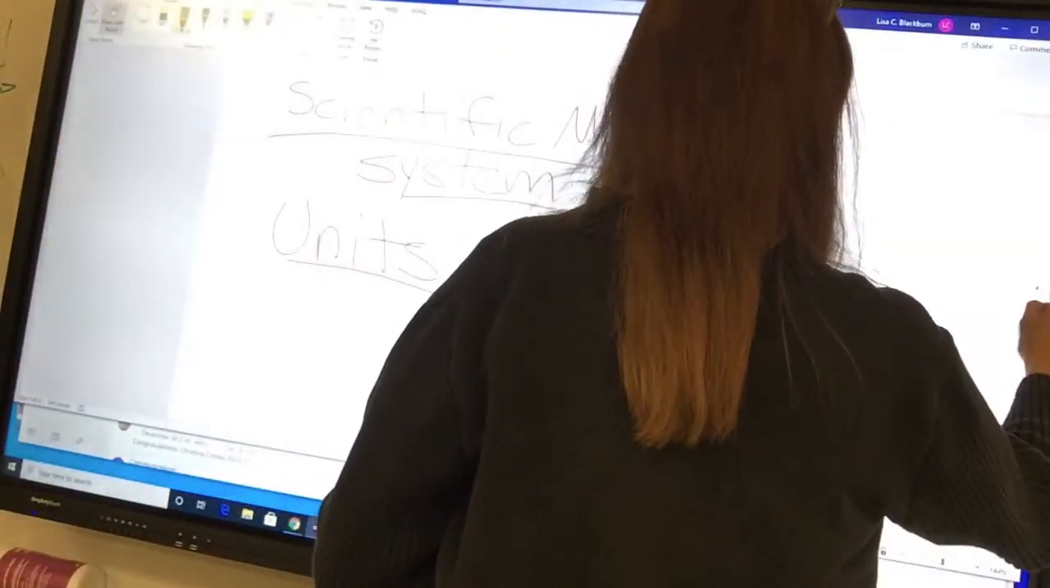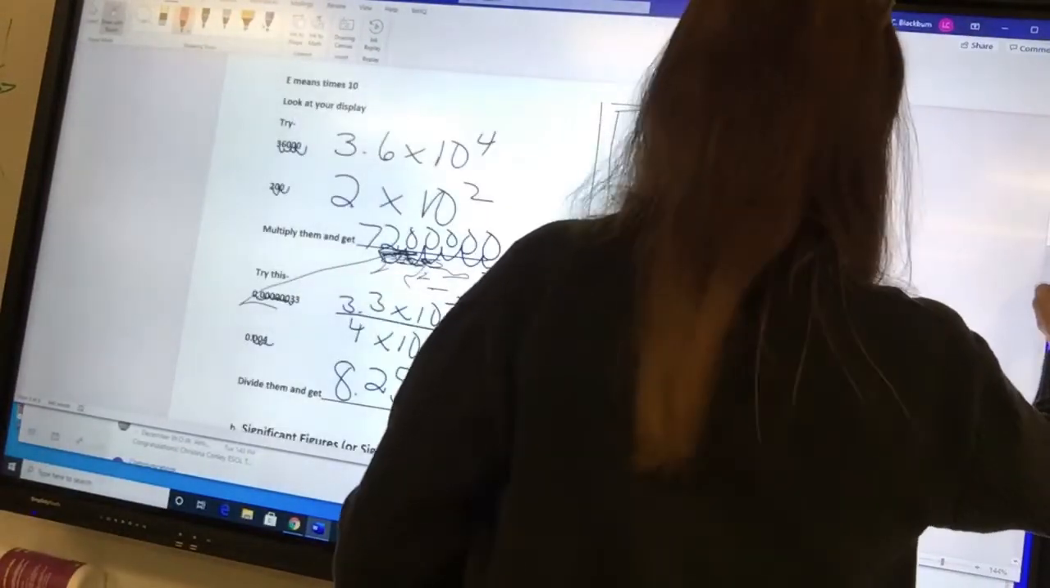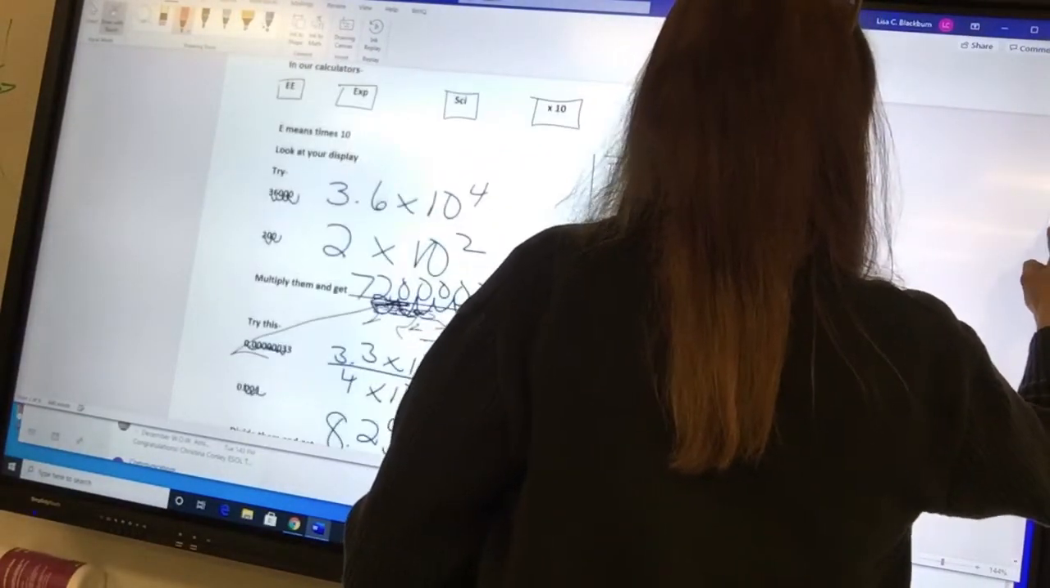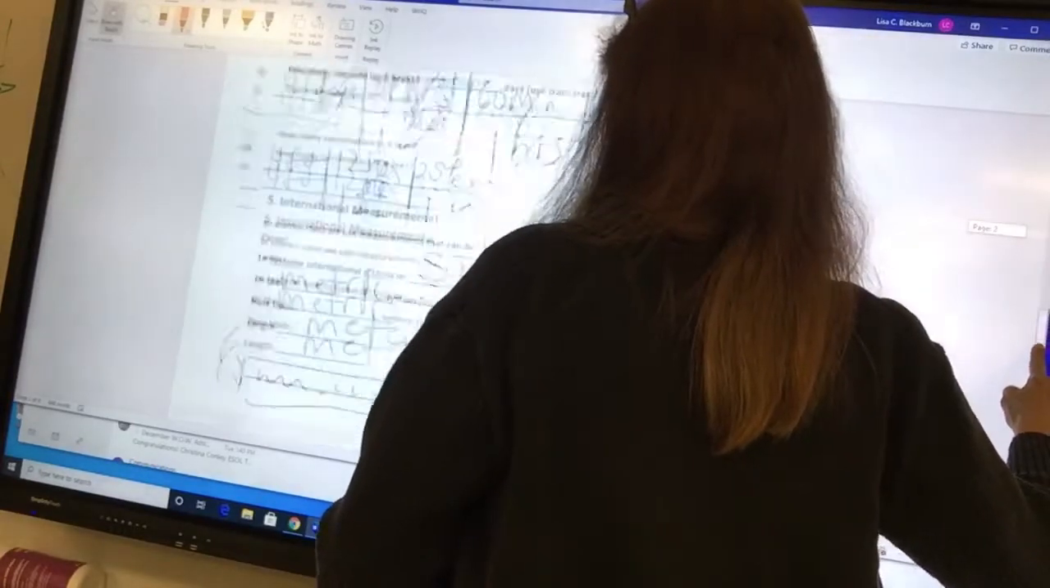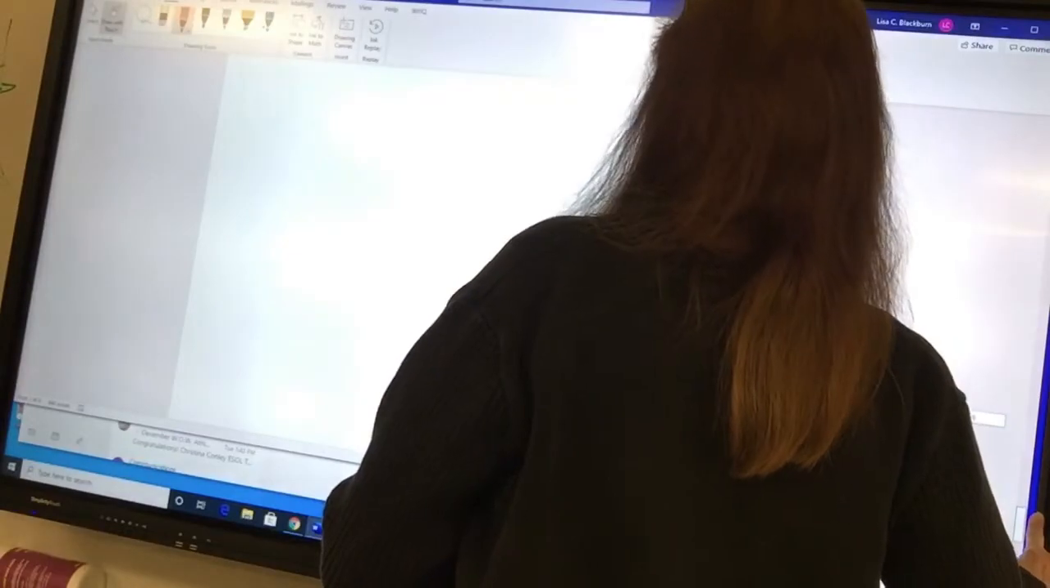Let's see if I can go down some since I used all my writing place here. It kind of makes you feel sick when it moves that fast. It's more fun with sound effects. All right, there's a place to write.